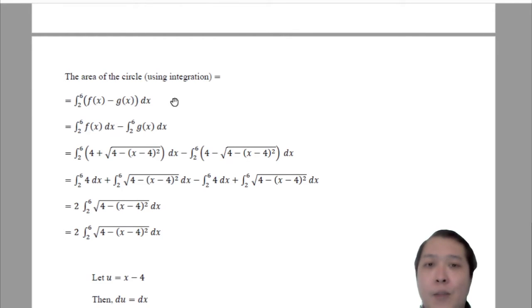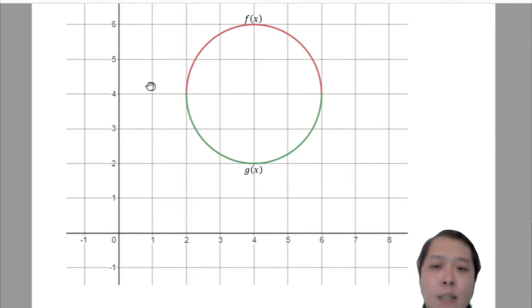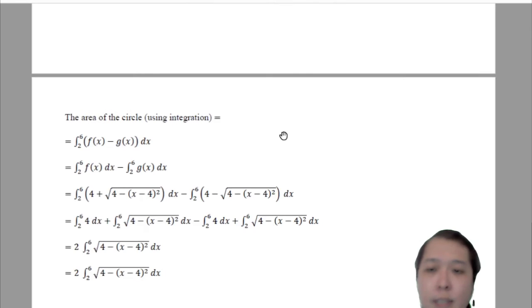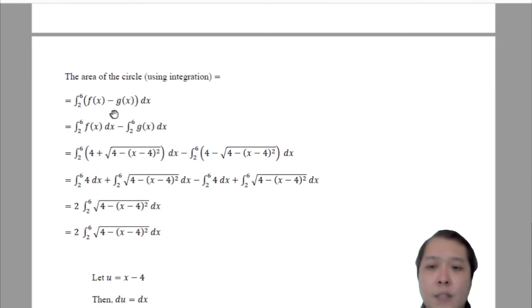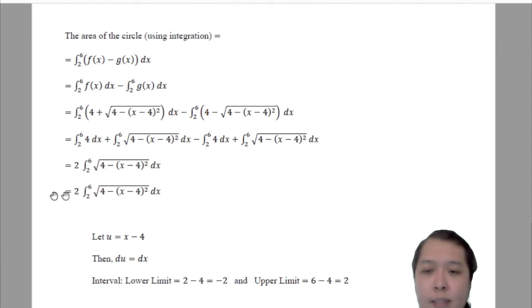Now let's play around with the integration. Of course, it's f(x) minus g(x) dx because f(x) is higher than g(x) in the interval 2 until 6. And then we just substitute, plug in, simplify as much as possible here, and we end up with this expression, square root, squared inside square root.